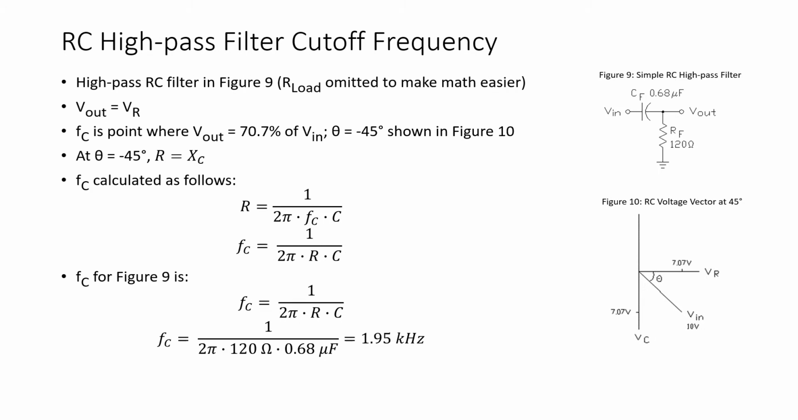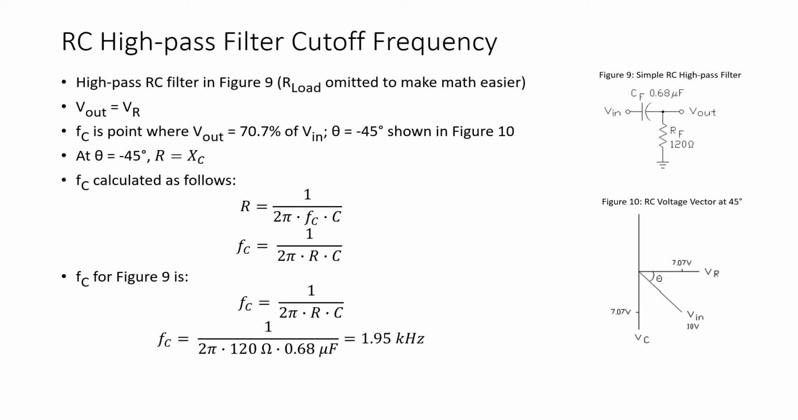So we look at the calculation of the cutoff frequency for an RC high-pass filter as shown in figure 9. And again, I omit the load resistor simply to make the analysis easier. With the filter circuit of figure 9, note that the output voltage is across the resistor. And again, the cutoff frequency is the point where the output voltage drops to 70.7% of the input, and this occurs when the phase angle is negative 45 degrees, as shown in the vector diagram of figure 10.